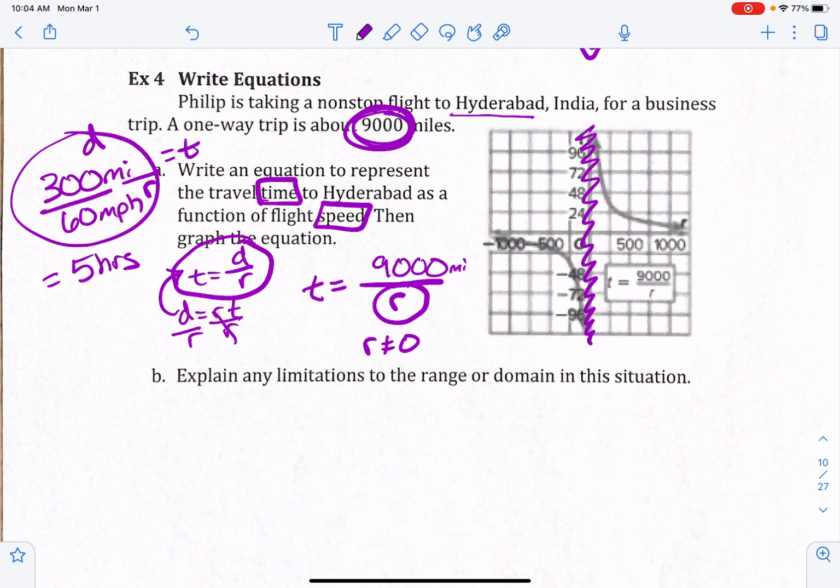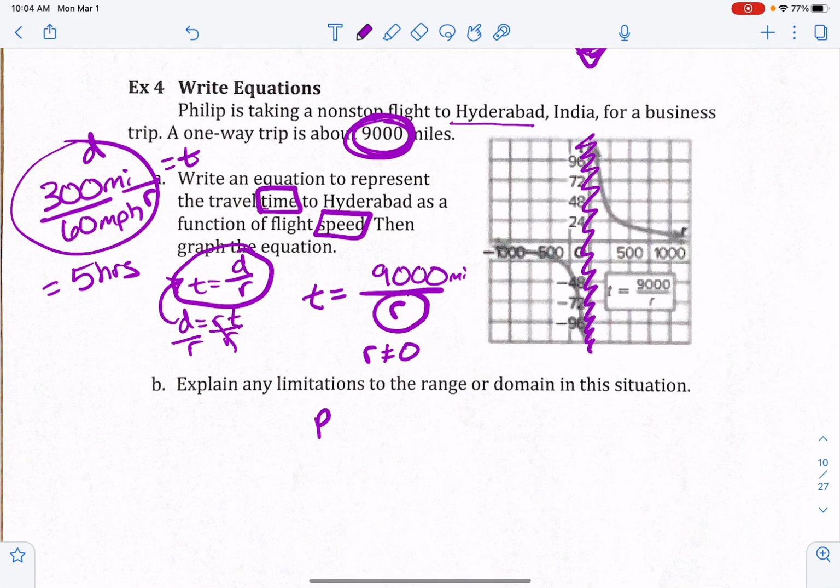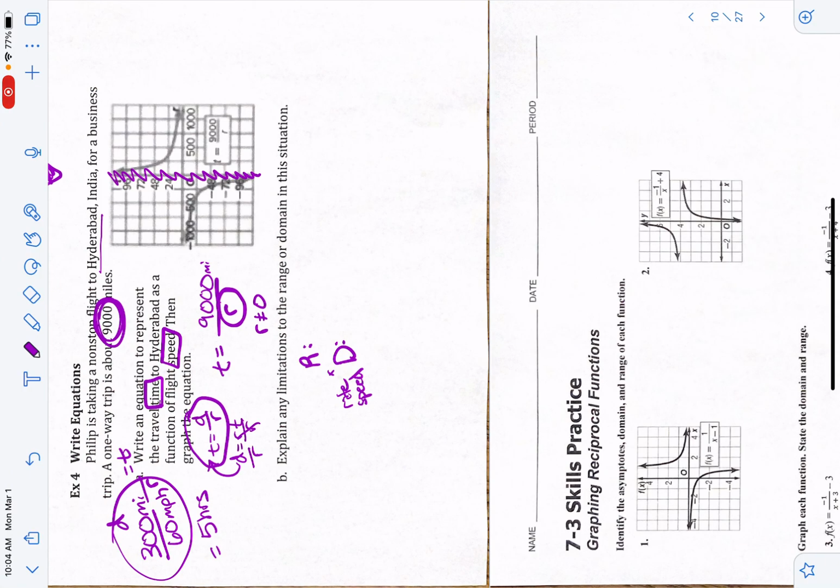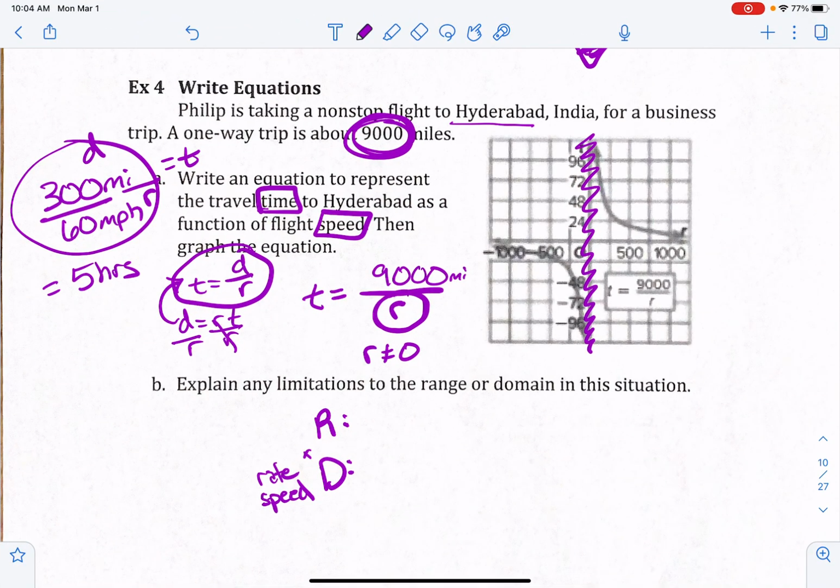And then part B says, explain any other limitations to the range or the domain in this situation. Most of the time, we just have a horizontal asymptote and a vertical asymptote to deal with. But since this is a story problem, let's talk about range and let's talk about domain. Okay, the domain is the x's, and our x's in this case we labeled as the rate, or the speed, I guess. Let's go speed. So domain is speed, and then the range is going to be the time. So we have to talk about those.